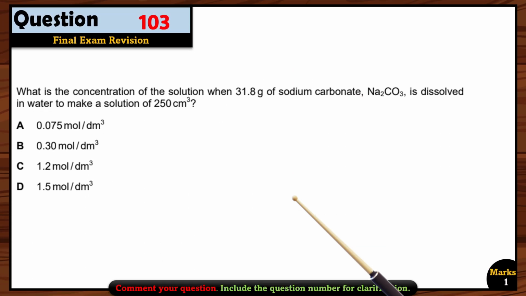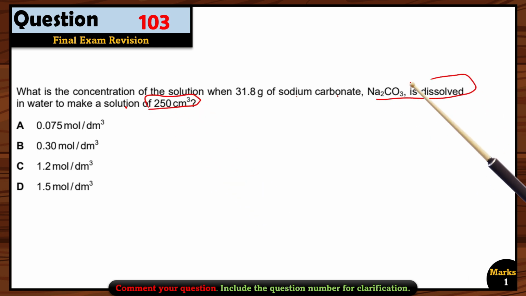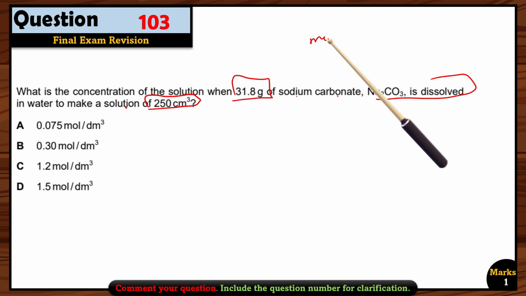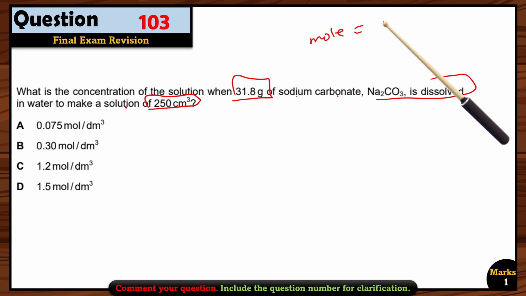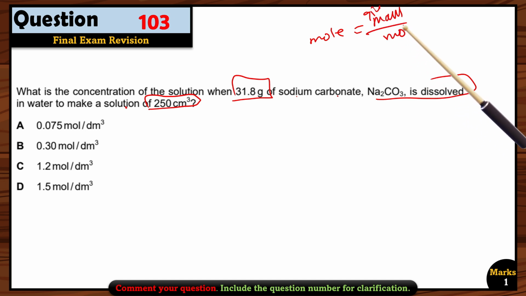Let's see question 103. What is the concentration of a solution when 31.8 gram of sodium carbonate is dissolved in water to make a solution of 250 centimeter cube? Last time I already told you there are only three formulas that you have to repeat again and again for the moles. Here you are given a mass, so the formula you are going to use is given mass divided by molar mass.